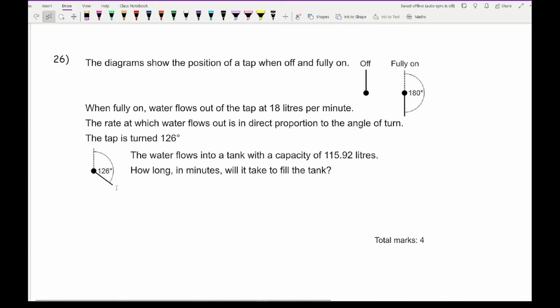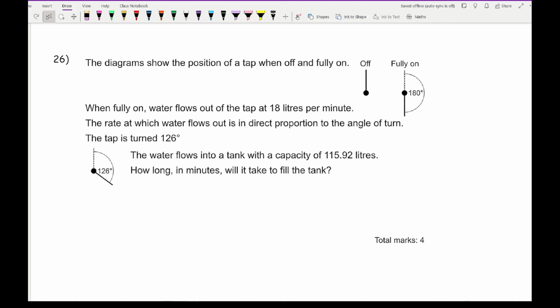Moving on to question 26, it says the diagram shows the position of a tap when off and fully on. When fully on, the water flow out of the tap is 18 litres per minute. The rate at which water flows is directly proportional to the angle of the turn, and the tap is turned to 126 degrees. The water flows into a tank with a capacity of 115.92 litres. How long in minutes will it take to fill the tank?